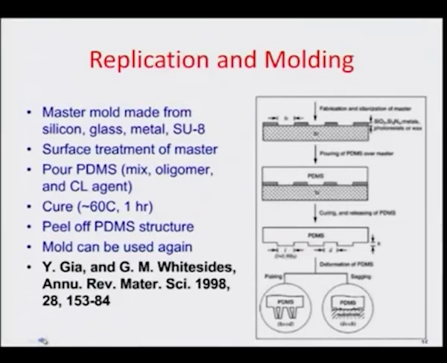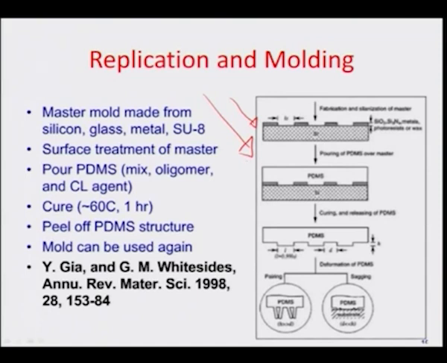The first process which comes to our mind is the replication and molding process, which is illustrated in the schematic towards your right here. What happens is that you create a master mold, which is made up of silicon, glass, metal or SU8 resist. Using lithography, you can create this mold, and this mold has a sort of negative impression of whatever you would like to realize on the surface, the micro features and microstructures. So, the mask is exactly the opposite, inverted or negative of the features you want to obtain.